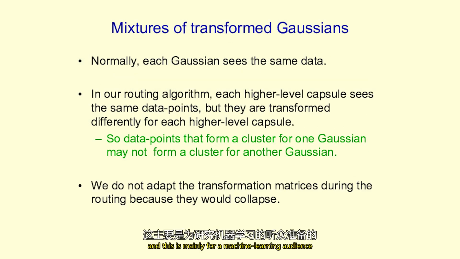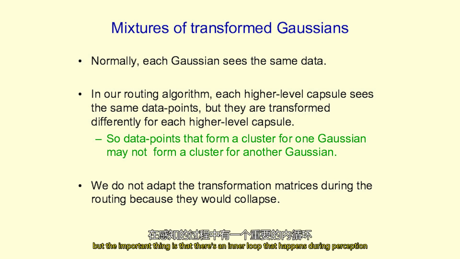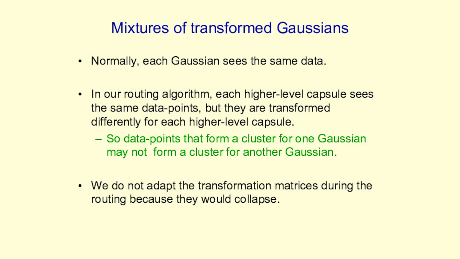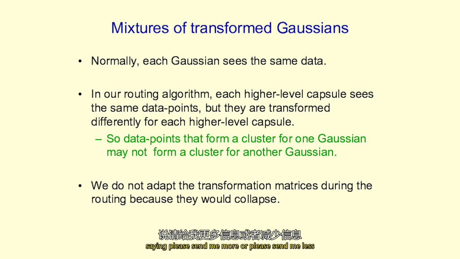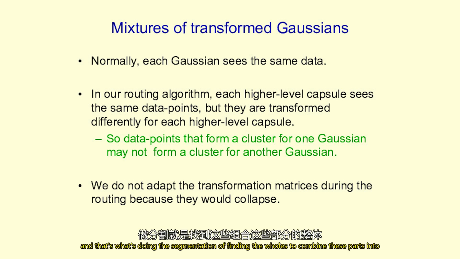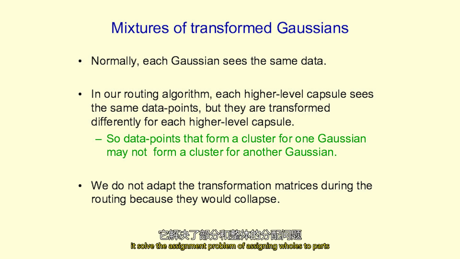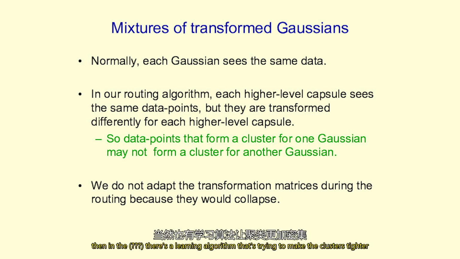And this is mainly for a machine learning audience. But the important thing is that there's an inner loop that happens during perception when you're finding these clusters and sending information back saying, please send me more or please send me less, and it'll settle down to nice clusters. And that's what's doing the segmentation and finding the holes to combine these parts into. It's solving the assignment problem of assigning holes to parts. That's not the learning algorithm. That's just an inner loop thing that's deciding which parts get combined into which holes.